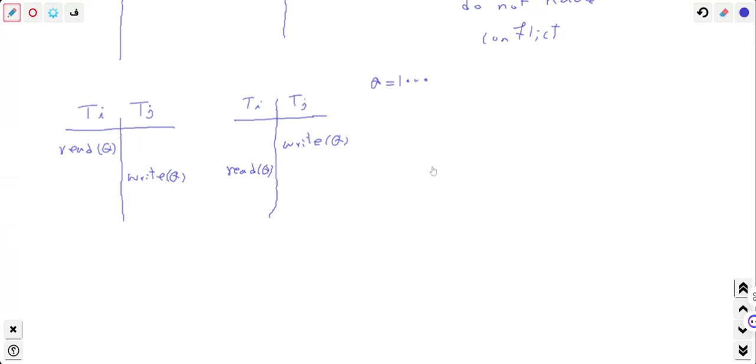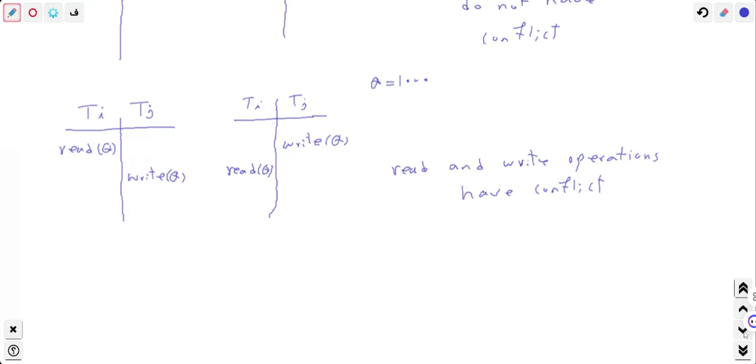So read and write operations have conflict, because the order of execution of these two operations by two transactions is important. The final result is not the same.